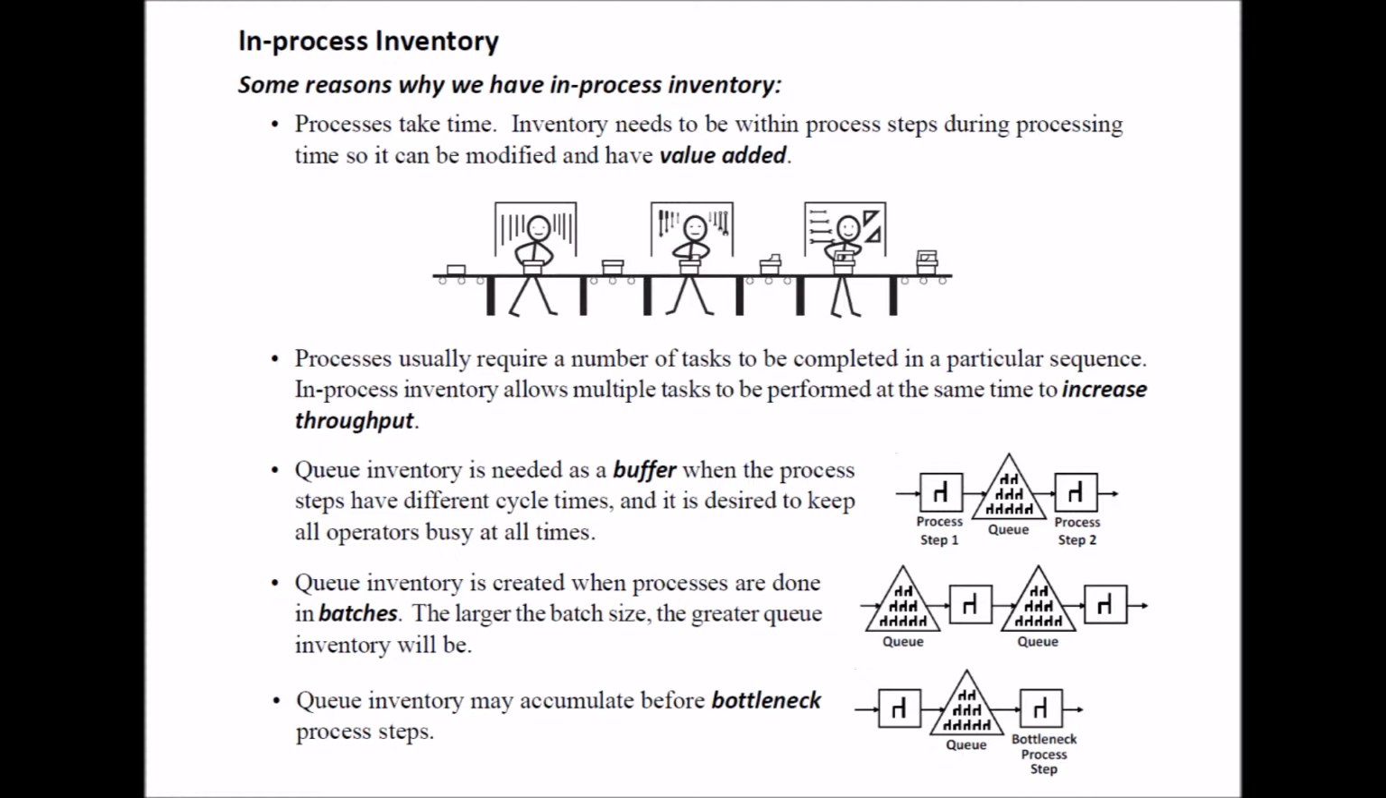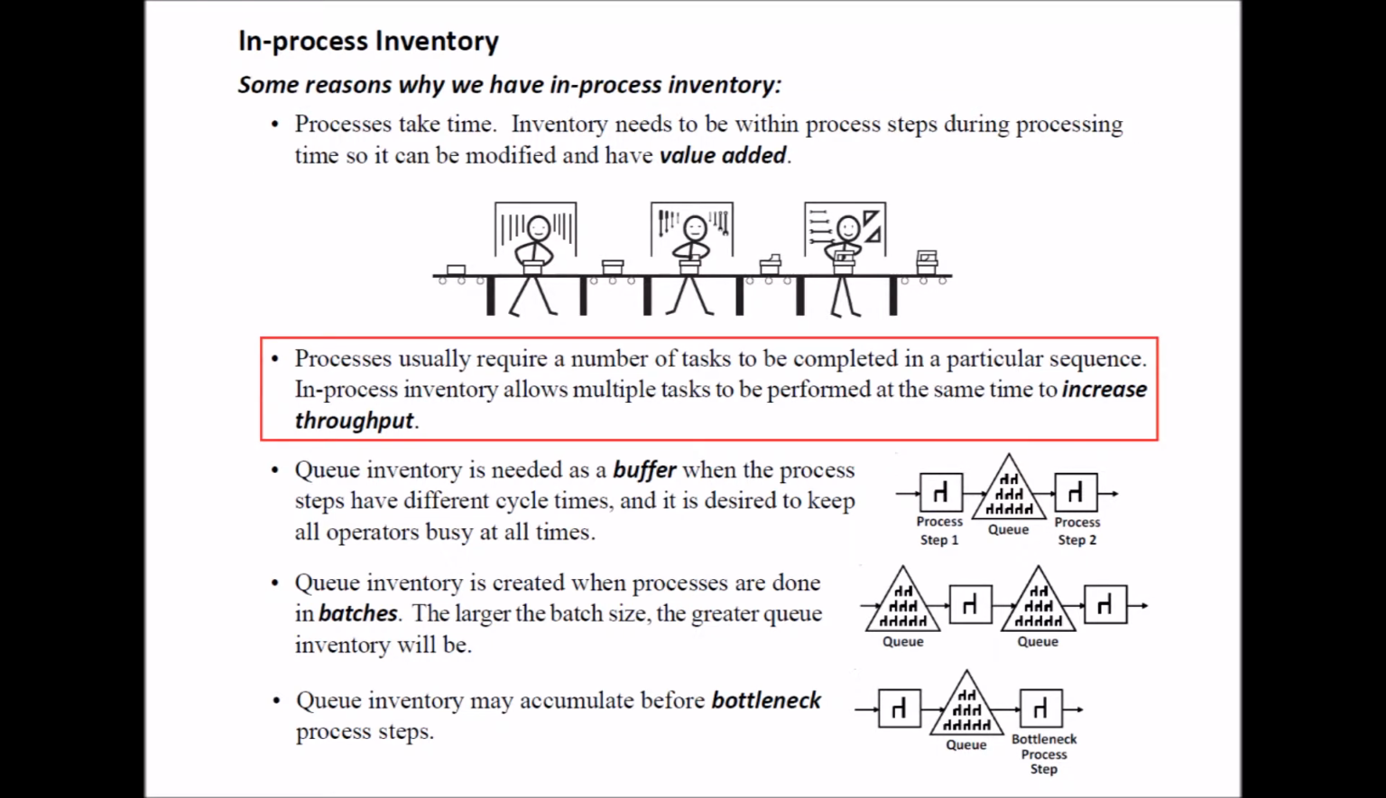Some reasons why we have in-process inventory. Processes take time. Inventory needs to be within process steps during processing time so it can be modified and have value added. Processes often require a number of tasks to be completed in a particular sequence. In-process inventory allows multiple tasks to be performed at the same time to increase throughput. More people working at the same time can increase throughput, but may also require more inventory.